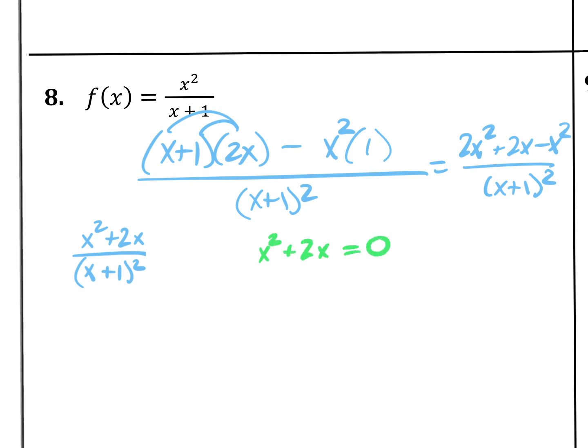Okay, because that's when that derivative would equal 0, right? If the top is 0. So then, yes, this is where you would factor it out. So then x can be 0 and negative 2. You have to set that factor equal to 0.